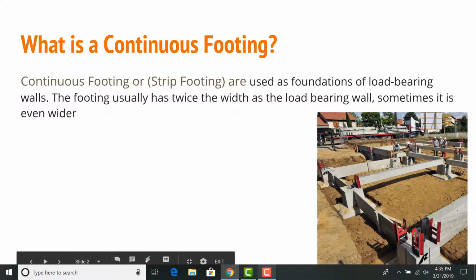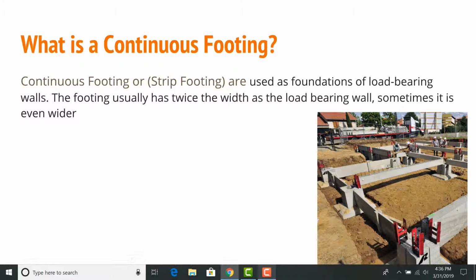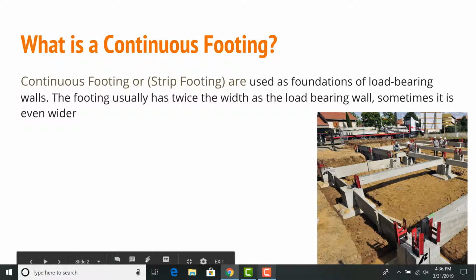So what are continuous footings? Continuous footings, or strip footings, are used as foundations of load-bearing walls. The footing usually has twice the width of the load-bearing wall. Sometimes it is even wider. You can see a picture right here. Down here would be your continuous footing.